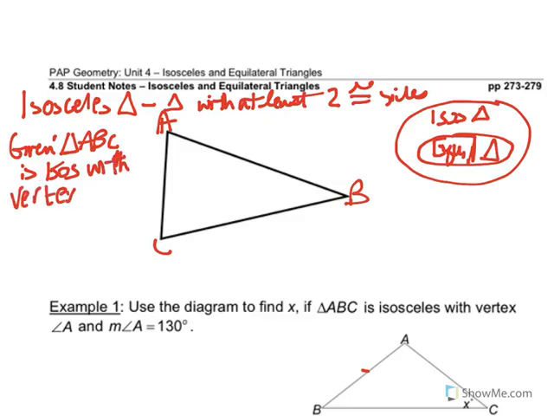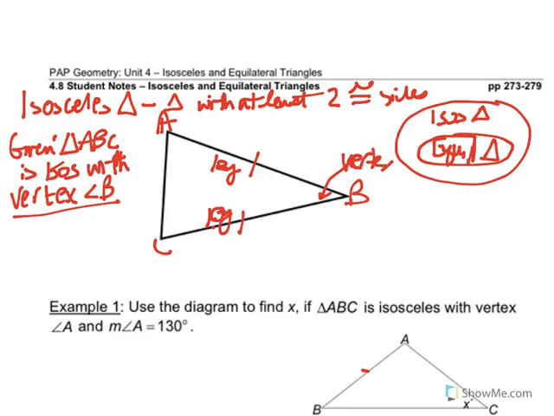With vertex angle B. Okay, so here's some things you need to know. This is the vertex right here, angle B. On an isosceles triangle, when we're given the vertex, the two sides that form that vertex are what we call the legs. So this would be a leg right here, and this would be a leg. And those are also the two congruent sides by definition.